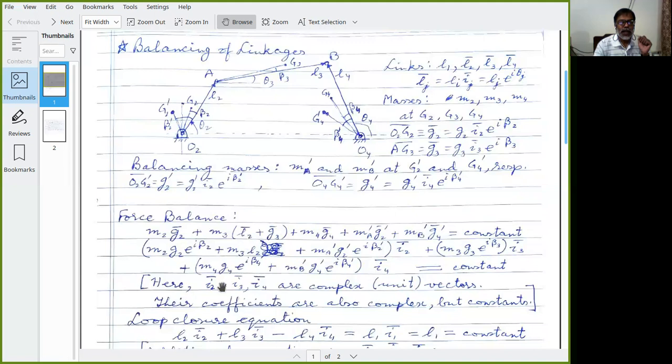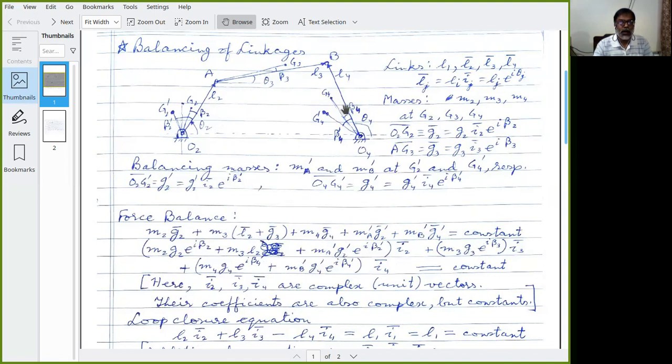So these are unit complex vectors, e^(i theta 2), e^(i theta 3), e^(i theta 4), and their coefficients are also complex. For example, the coefficient of e^(i theta 2) is fixed. These are constant, complex but constant. Similarly, this is constant. Now, this one involves an unknown, G2 prime, and similarly this involves an unknown, but all of these are constants. They do not change with time as you operate the mechanism.